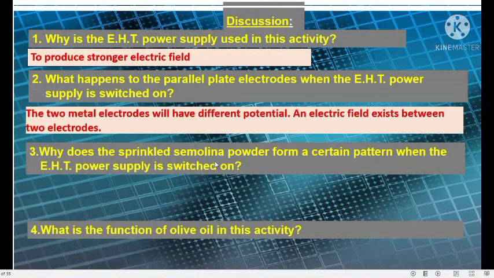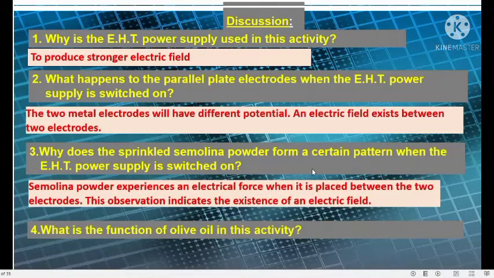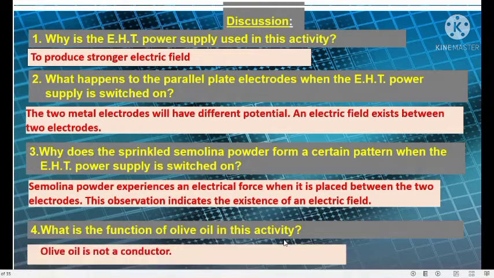Why does the sprinkled semolina powder form a certain pattern when the EHT power supply is switched on? Because the semolina powder experiences electric force when it is placed between the two electrodes. So this observation indicates the existence of an electric field. What is the function of olive oil in this activity? Olive oil is not a conductor.